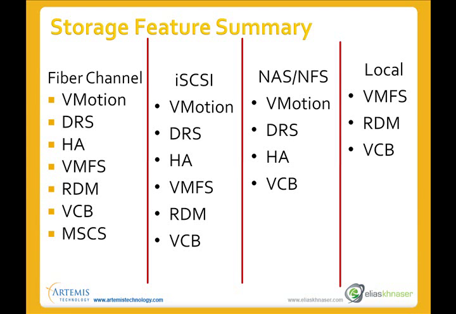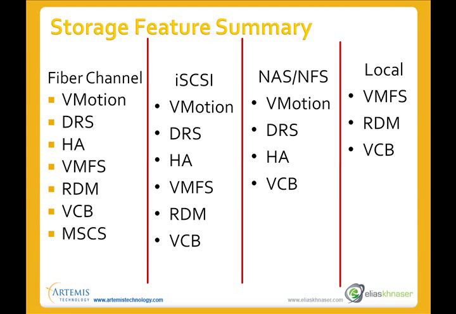Now, with NAS and NFS, your features, as you can see, shrink. Now you can only do vMotion, DRS, HA, and VCB. With local, if you're using local storage, you can obviously have VMFS, you can do raw disk mapping, and you can do VCB. Now, why can't you do vMotion or DRS or HA with local storage? Anybody?